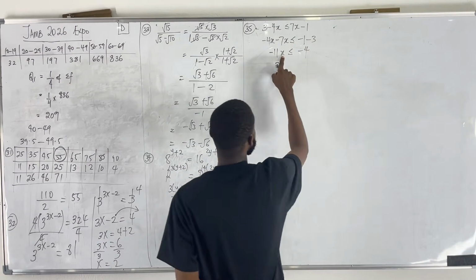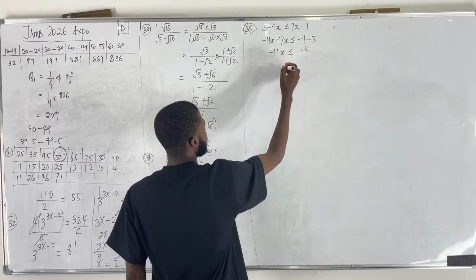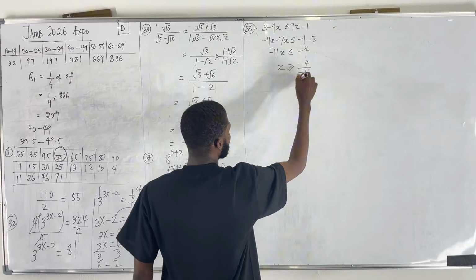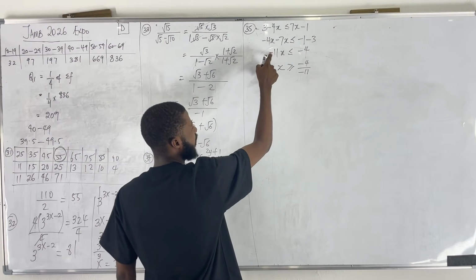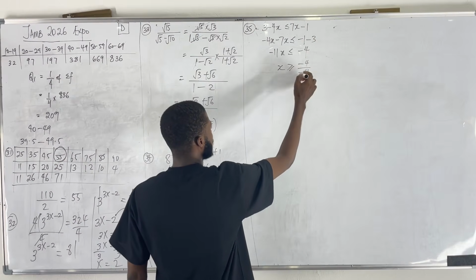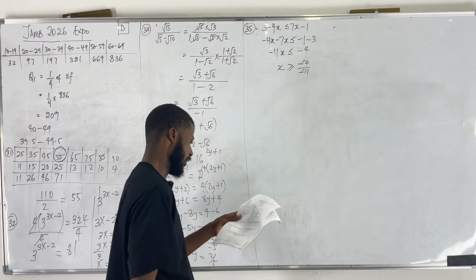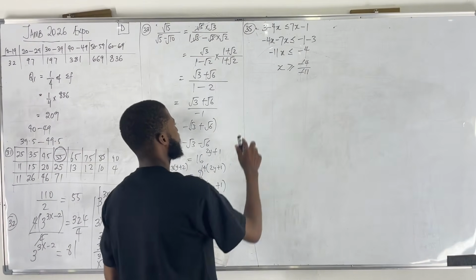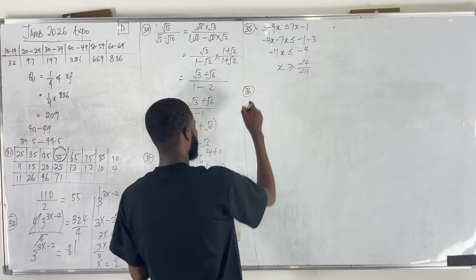Now to get x, divide both sides by minus 11. So x will be greater than or equal to minus 4 over minus 11. Remember, as I divided by this negative sign, this less than now changed to greater than. So take note, minus will cancel out minus. So the answer is 4 over 11. B is the correct answer. The next question is question 36.